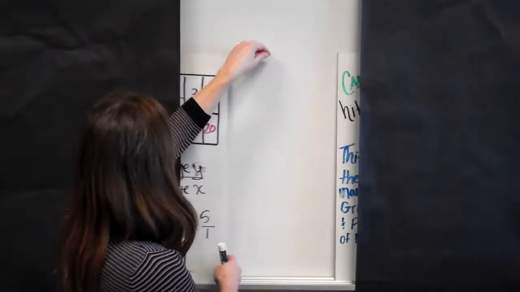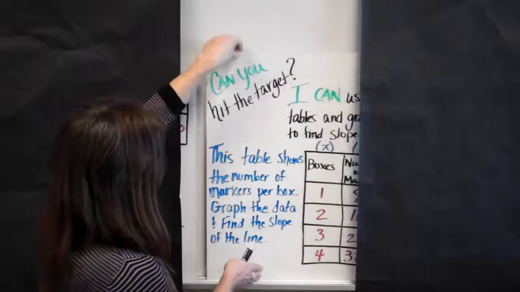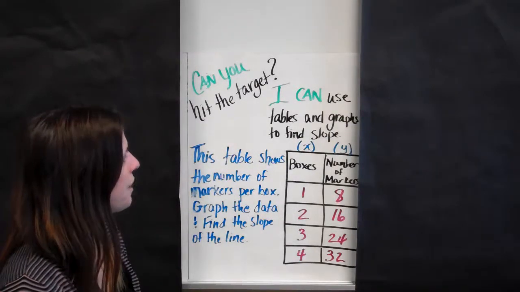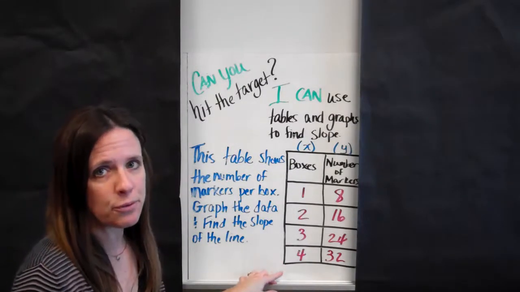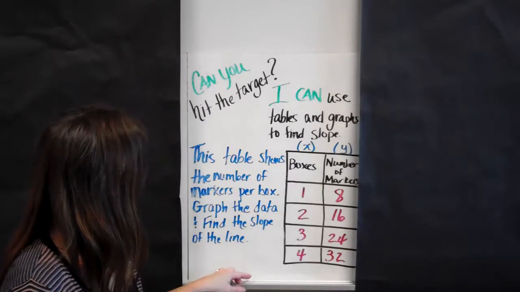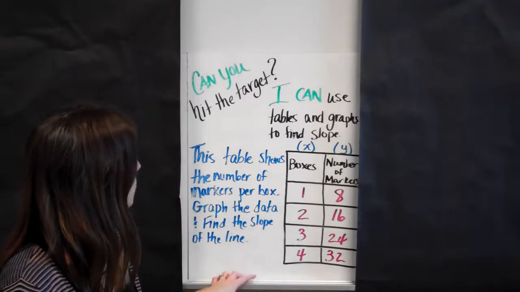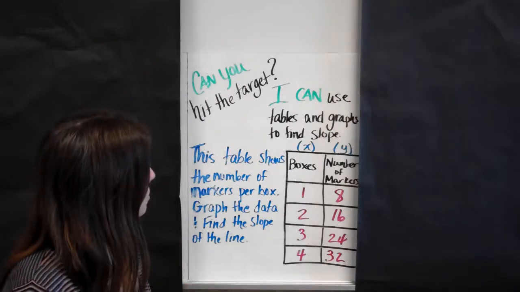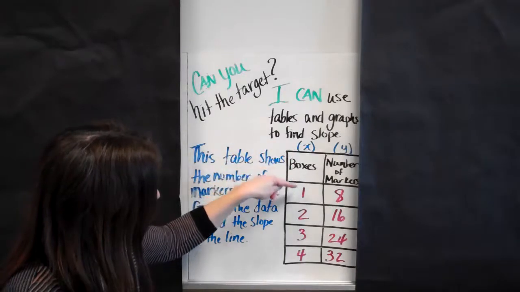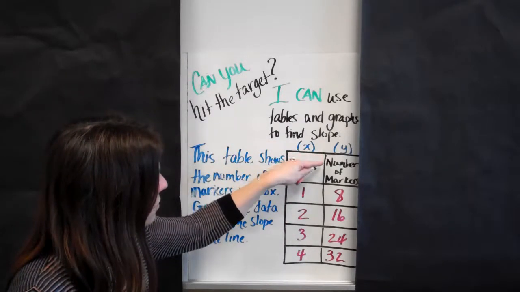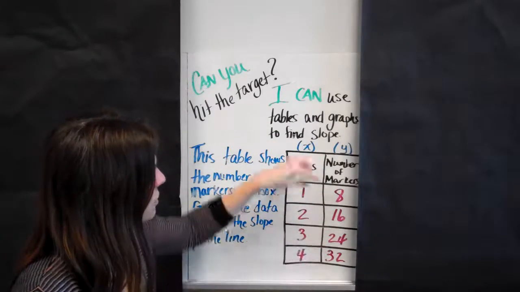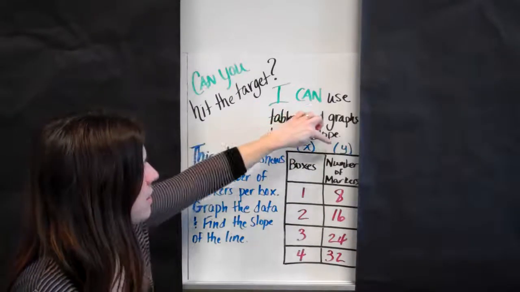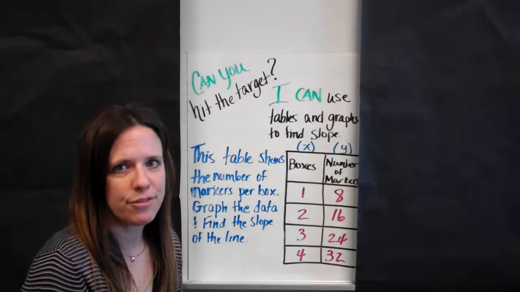All right, so let's see if you can hit our target. Can you use tables and graphs to find a slope? We're going to ask you to do both for this problem. In this problem, we're asking you to look at the table that shows the number of markers per box. Graph the data and find the slope of the line. You see our boxes, 1, 2, 3, 4, and our number of markers, 8, 16, 24, and 32. We've also labeled up here for you what is x, the boxes, and what is y, to help you set up your graph. Good luck.